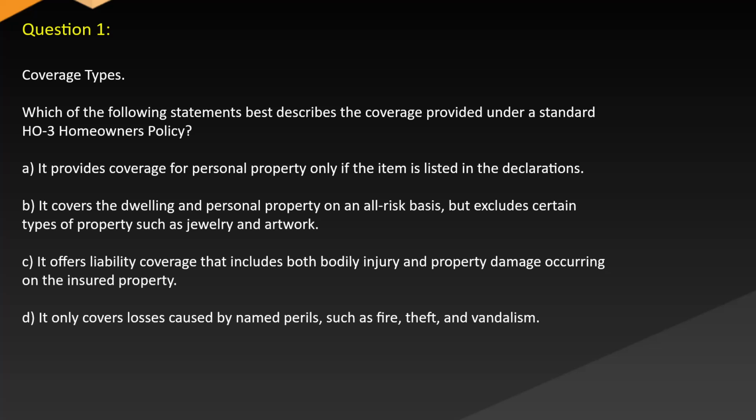Question 1. Coverage types. Which of the following statements best describes the coverage provided under a standard HO3 homeowners policy? A. It provides coverage for personal property only if the item is listed in the declarations. B. It covers the dwelling and personal property on an all-risk basis, but excludes certain types of property such as jewelry and artwork. C. It offers liability coverage that includes both bodily injury and property damage occurring on the insured property. D. It only covers losses caused by named perils, such as fire, theft, and vandalism.